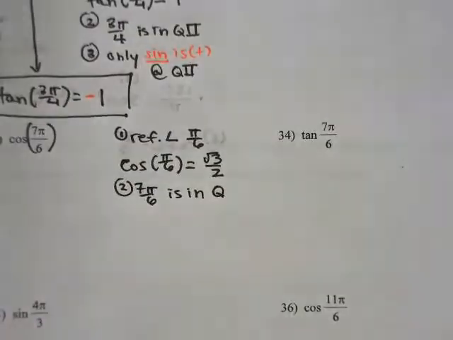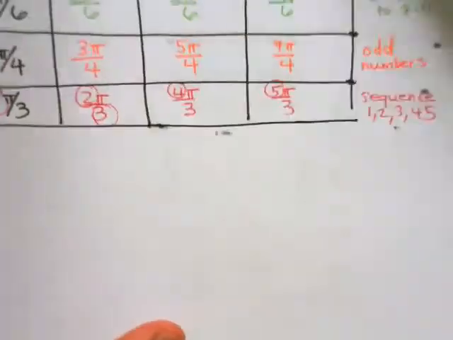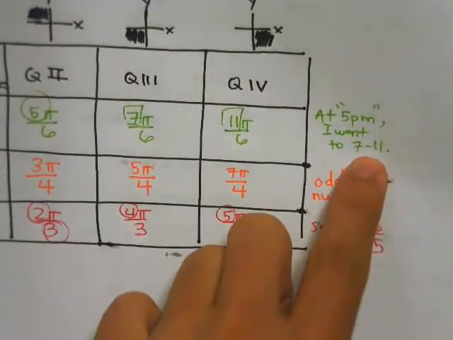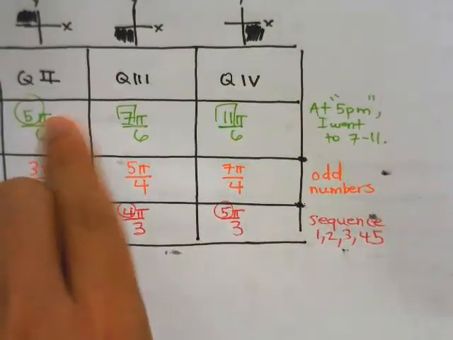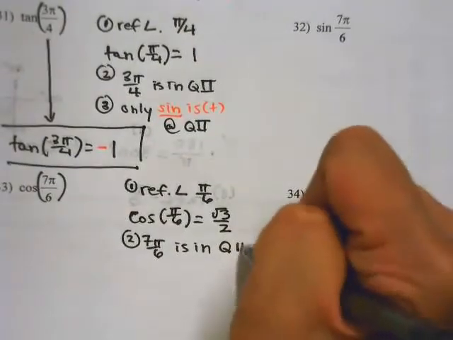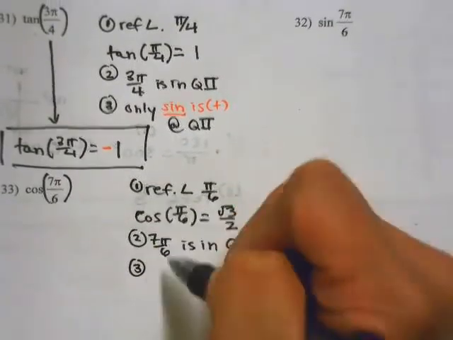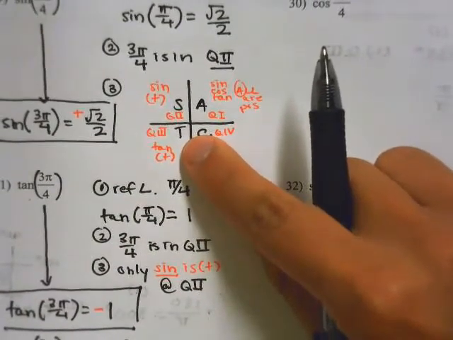At 5 p.m., I went to 7-11. So that should be quadrant 3 if we were using my sentence. At 5 p.m., I went to 7-11, so this is in quadrant 3. Let's take a look at which is only positive. In quadrant 3, only tangent is positive.